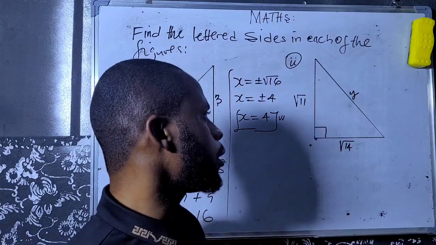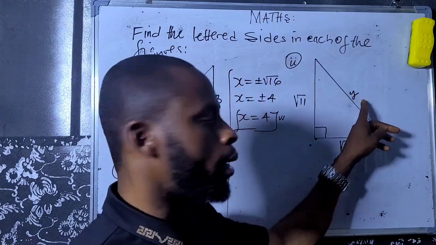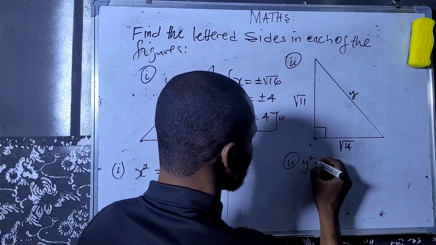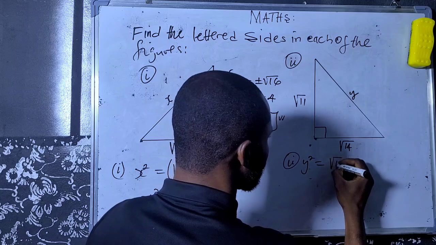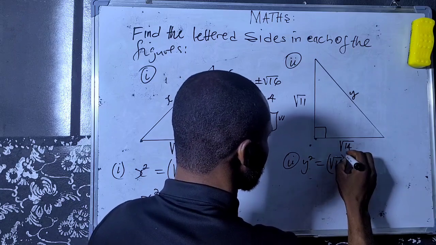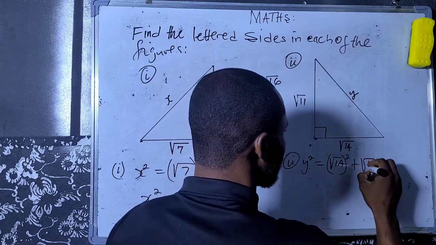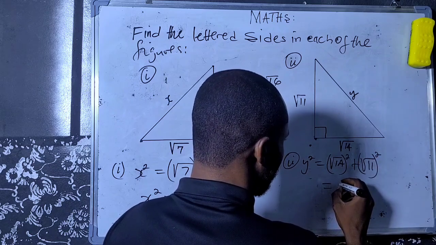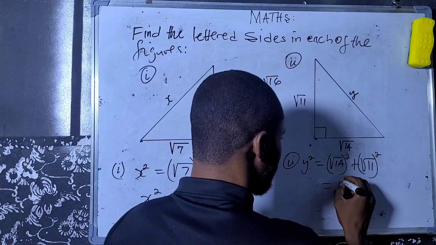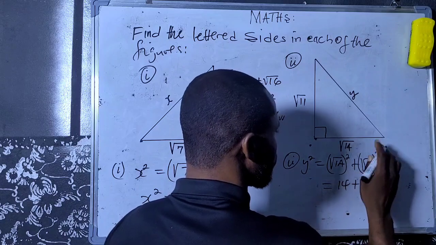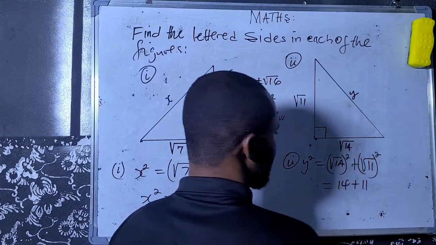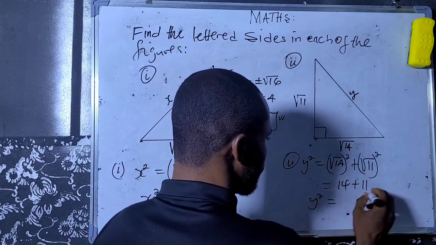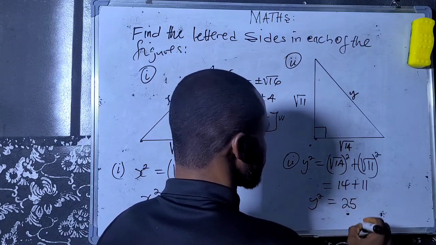The longest side here is the side labeled y. As such, we have that y squared equals square root of 14 raised to the power of 2 plus square root of 11 all raised to the power of 2. Then this equals square root of 14 raised to the power of 2, which gives us 14, plus square root of 11 raised to the power of 2, which gives us 11. If we sum this up, we have that y squared equals 14 plus 11, which gives us 25.